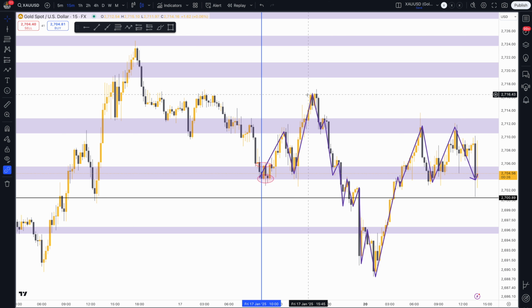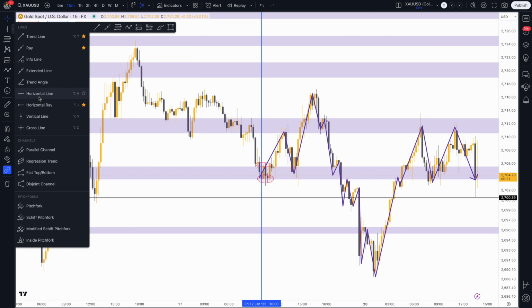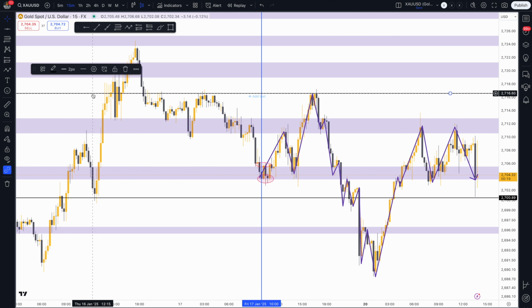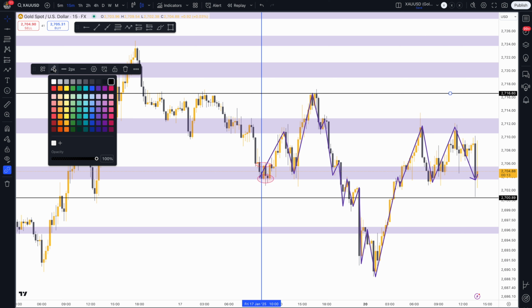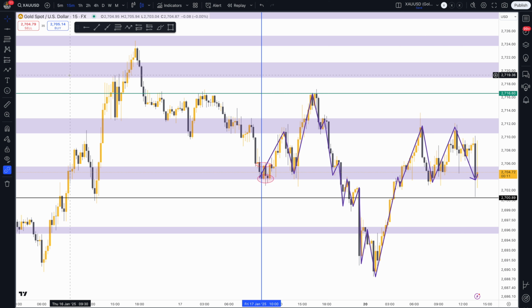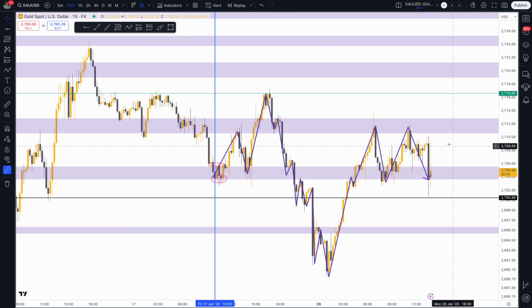And then we came up here and found a minor level, which I am actually going to mark in now with a horizontal line, just indicating that this is another significant level that we want to take into account. I'm going to change it from black and put it into a nice green, and I'm also going to make it a 1 pixel horizontal line.